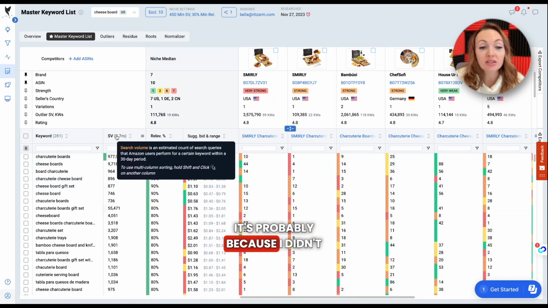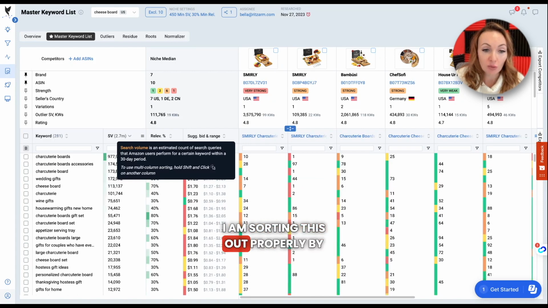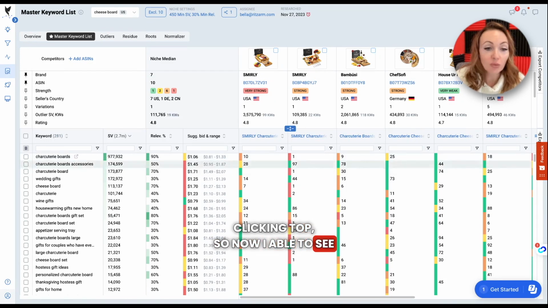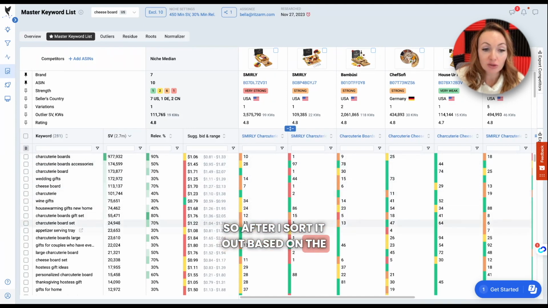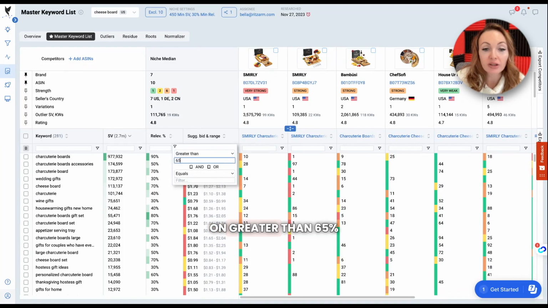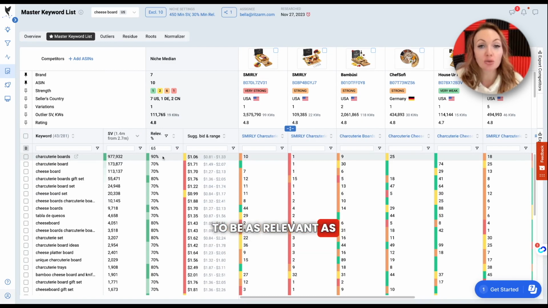It's probably because I didn't sort this column correctly. So what I'm doing next, I am sorting this out properly by clicking on top. So now I am able to see what is going on with the numbers and how relevant those numbers are. After I sorted based on the search volume from the biggest number to the lowest number, I want to have the selection based on greater than 65%. Because I want my keywords to be as relevant as humanly possible.